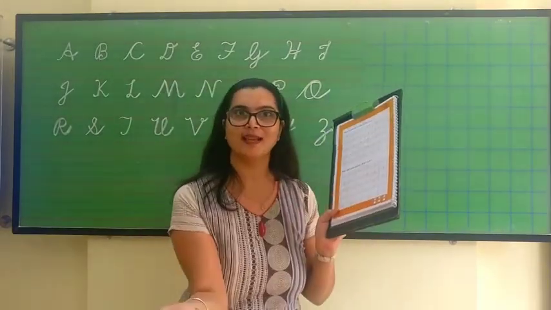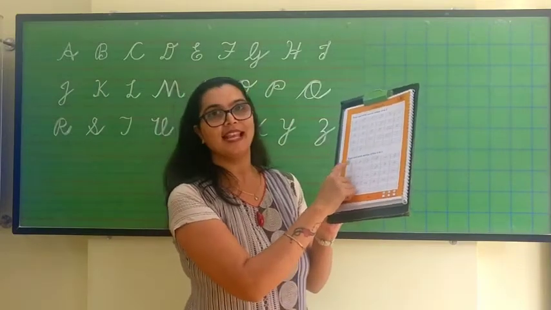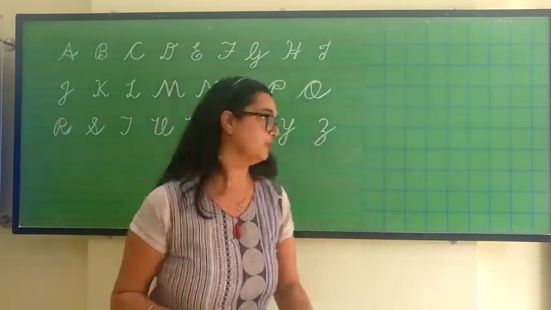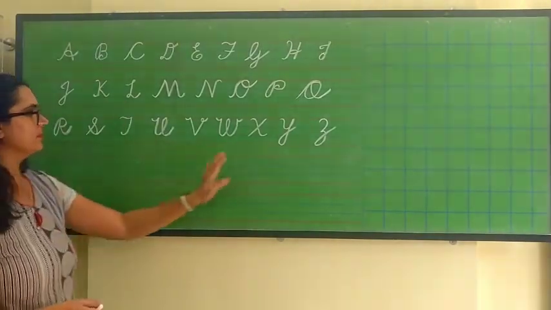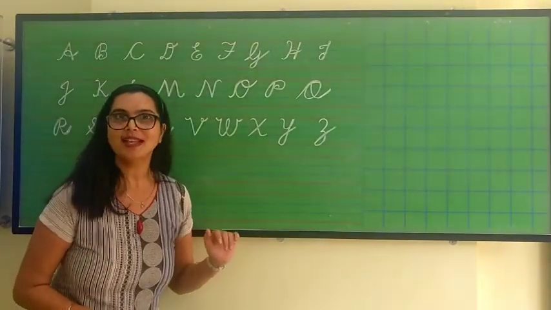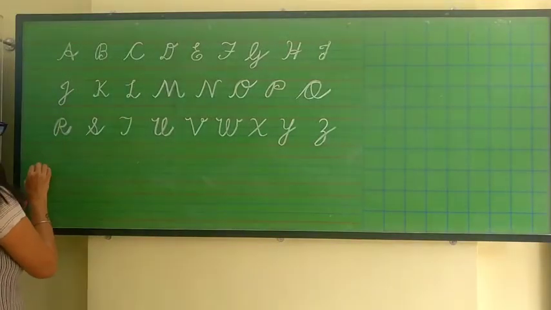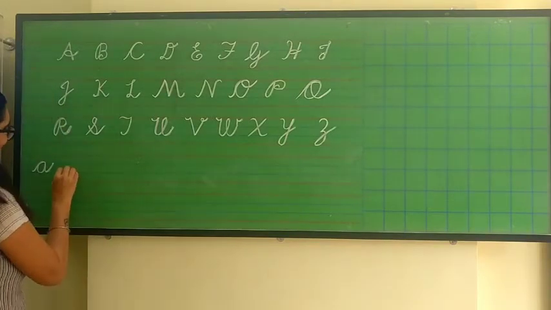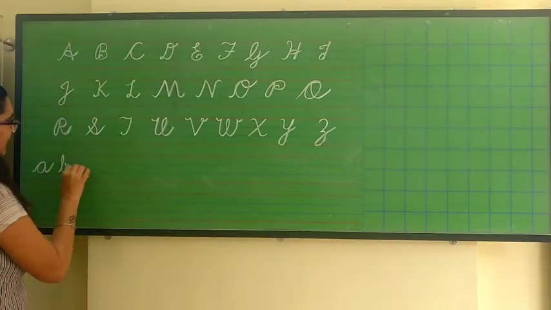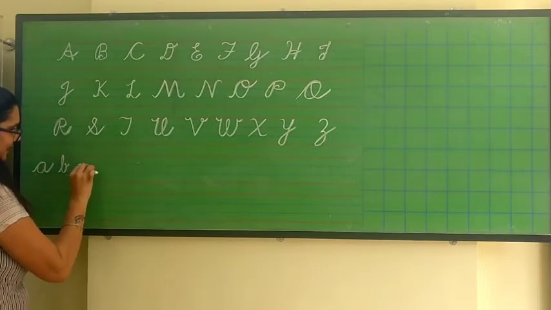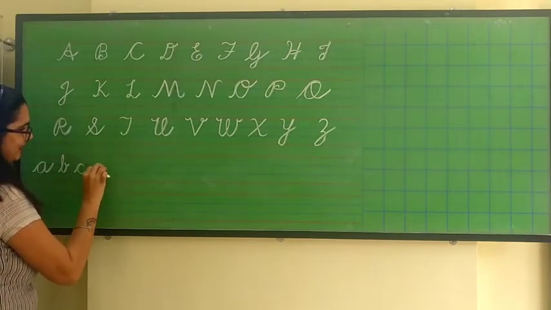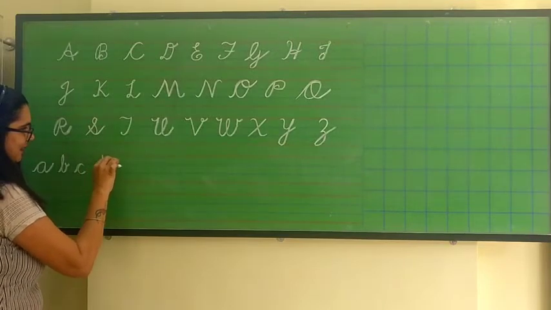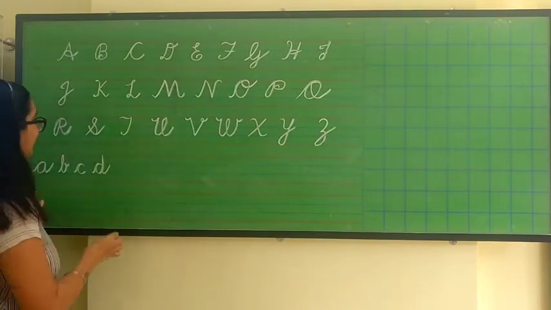And now children, let's begin writing the small letters A to Z. So what I am going to do is, I am going to write it over here till the end. So let's begin. So here I am going to start the small A, blue line to blue line, then small B, and children, you are going to keep on writing C, D, after D comes E.